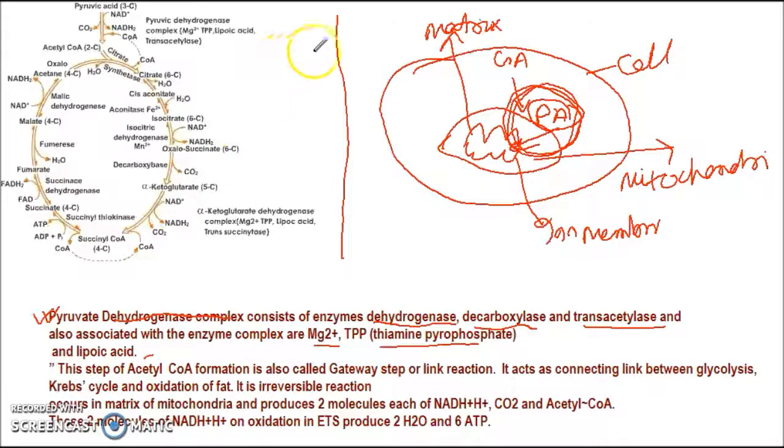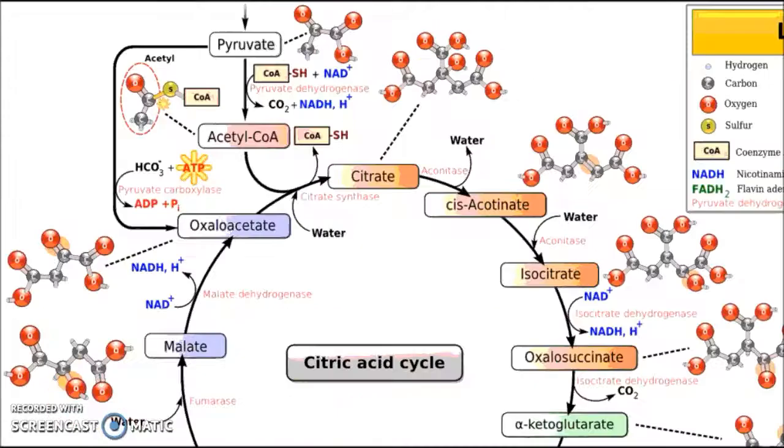This part is regarded as the link reaction, which links glycolysis to the Krebs cycle. Before going to it, let us first see in detail how the reaction takes place. Pyruvate is a 3-carbon compound: carbon 1, carbon 2, and carbon 3. With the help of a coenzyme containing sulfur, when it acts on the pyruvic acid, it removes carbon dioxide.